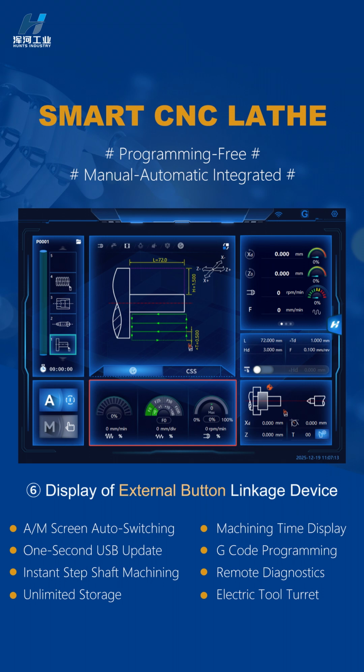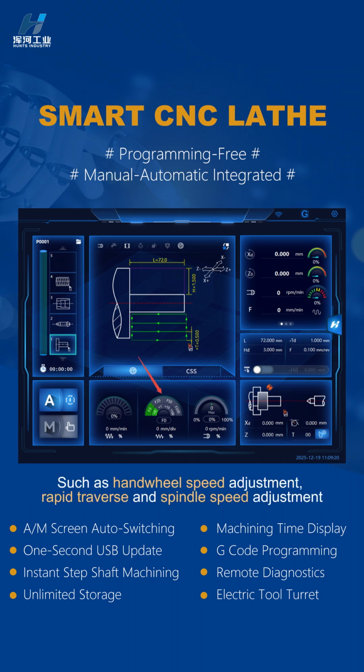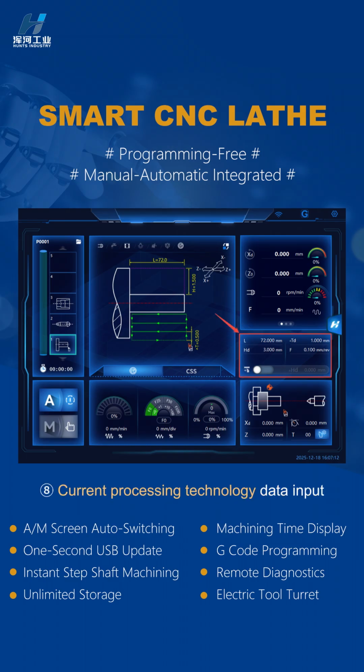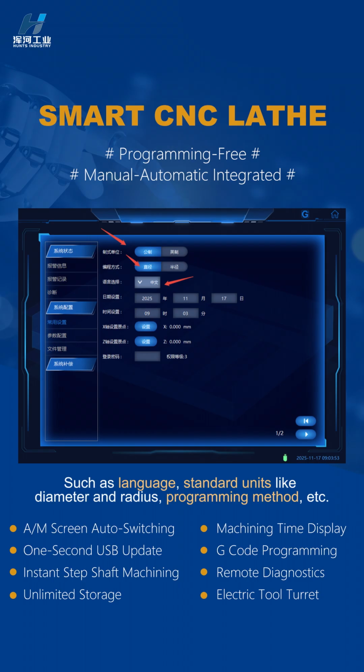button linkage device, such as hand wheel speed adjustment, rapid traverse and spindle speed adjustment, display of absolute coordinates and relative coordinates, current processing technology data input, tool offset and tool compensation input areas, general settings and technical diagnosis areas, such as languages, standard units like diameter and radius, programming methods, etc.